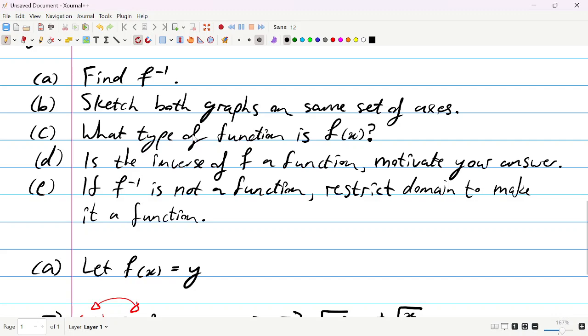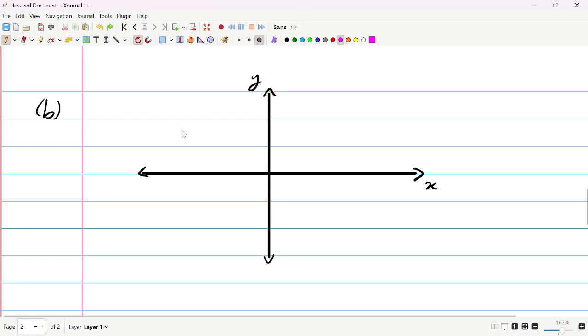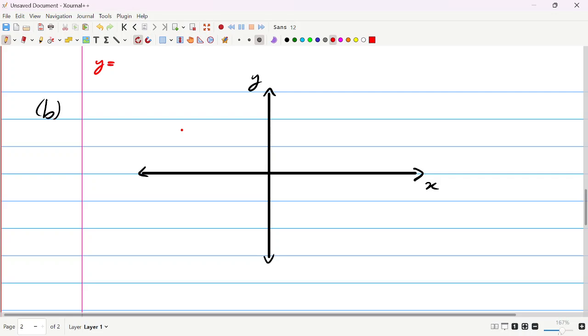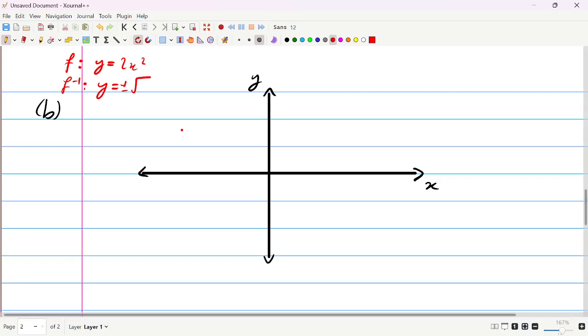The next one, we need to sketch both graphs on the same set of axes. So let's do that. First things first, we need to know what equations we're working with. We're dealing with y is equal to 2x squared, which is the original function, but the inverse function is just going to be y is equal to plus minus the square root of x over 2.